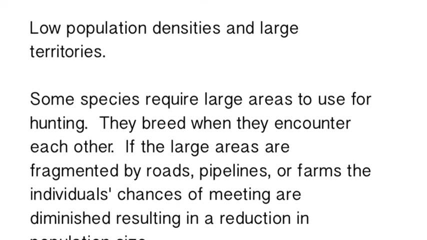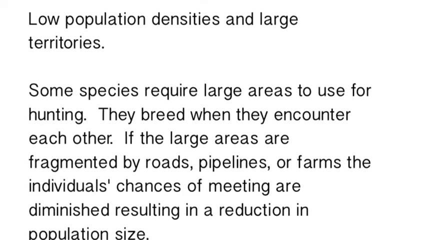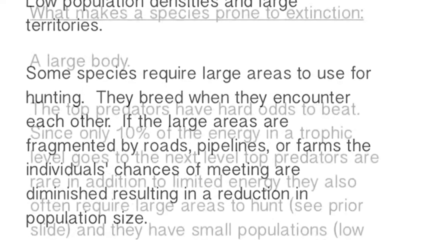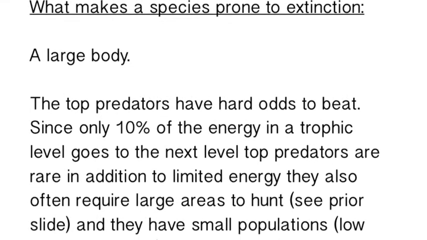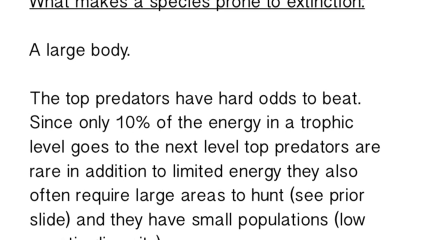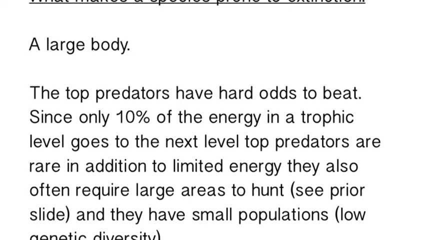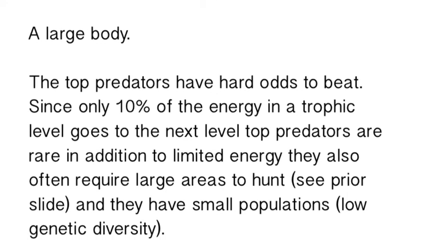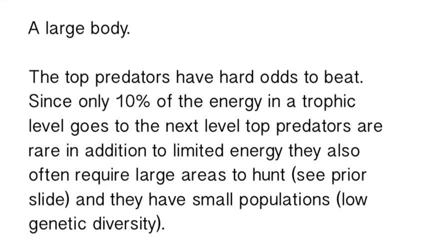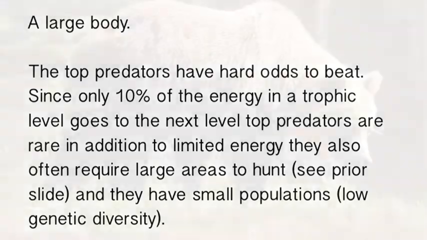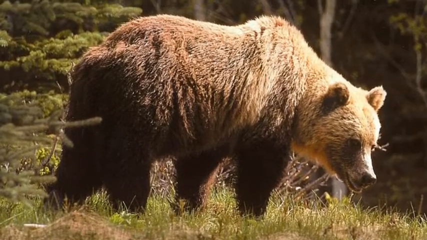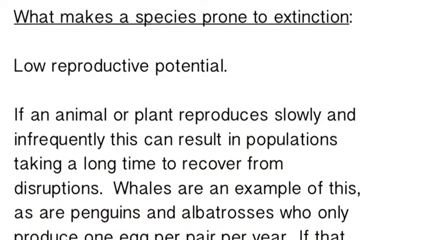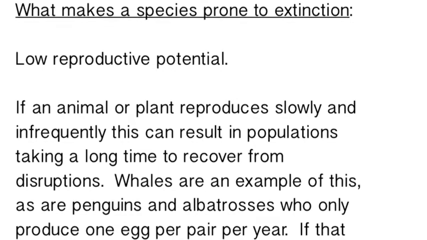Low population densities and large territories. If you have an animal that is trying to go over a big area to find food, the chances they're going to run into a mate so that they can have offspring is diminished. If that's the case, they have fewer children. And it turns out, the animals that usually do this are large-bodied animals, so top predators. We already talked about the energy limitations for top predators, but also if they don't have a big enough area to hunt, they can't get that energy. If they can't find a mate, they can't pass it on. So top predators really have an issue here, especially the ones with big bodies.